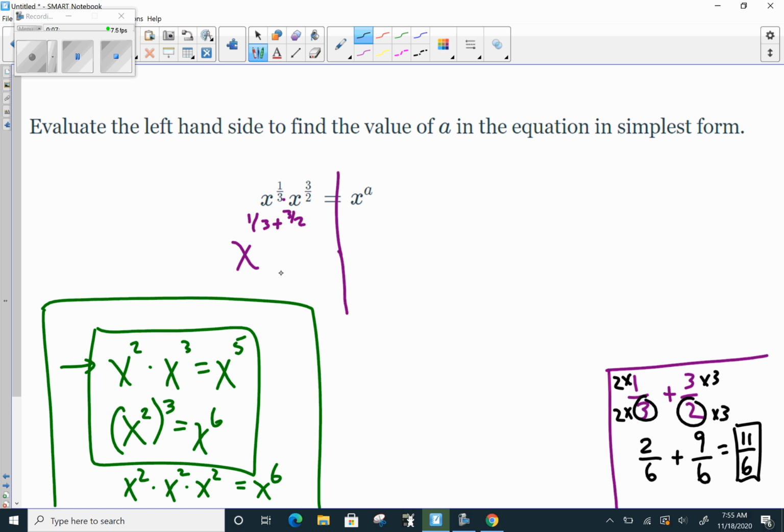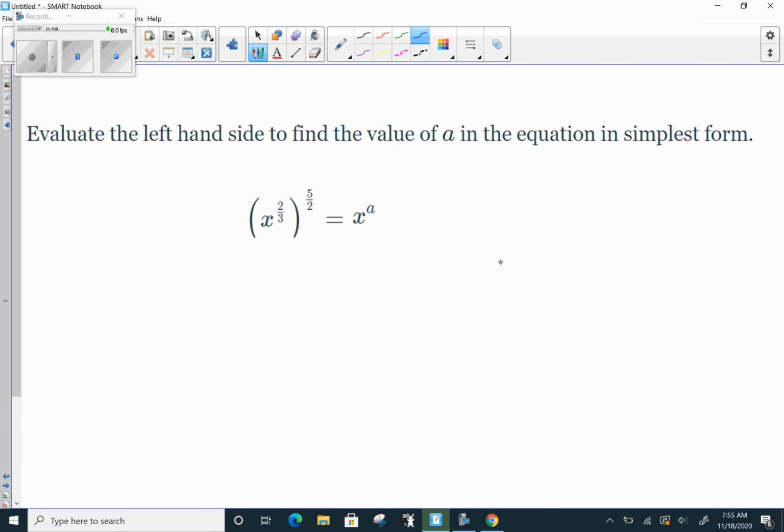So our final answer right here is going to be x to the 11 over 6 is equal to x to the a. And now all it is is matching. Let's go ahead and use some blue. So we have x to the some number, this happens to be 11 over 6, is equal to x to the a. All I'm asking you right now is, what is a? So a is the exponent, and the exponent here is 11 over 6. So that means that a is equal to 11 over 6. Final answer. Okay. We're going to do another one.